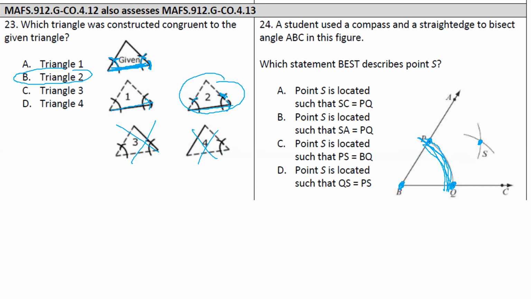Point S is out here. How do we get that point? We took our compass the same length from P and Q and swung an arc so that point S was equidistant from P as it is from Q. So PS and QS had to be the same length, and that is option D.